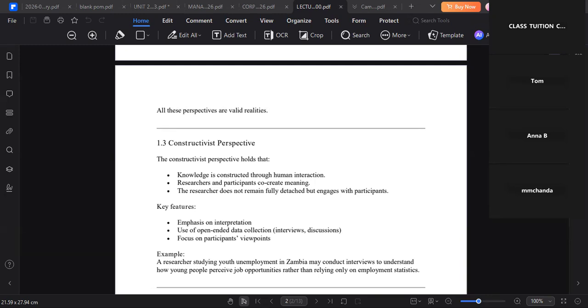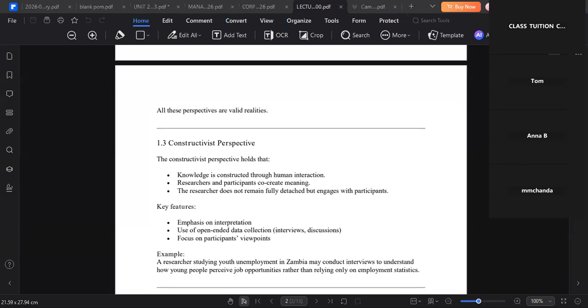The other assumption is that researchers and participants co-create meaning. So the researchers are not completely separate from the study. It means that the meaning is developed through interaction between the researcher and the participants. So here, the researcher will listen, interpret, and sometimes may influence the direction of the discussion.